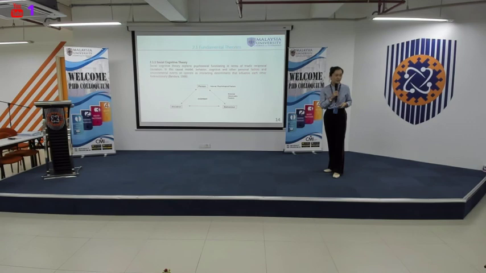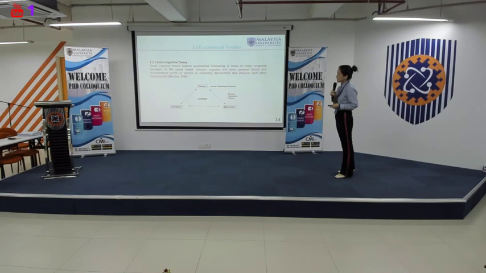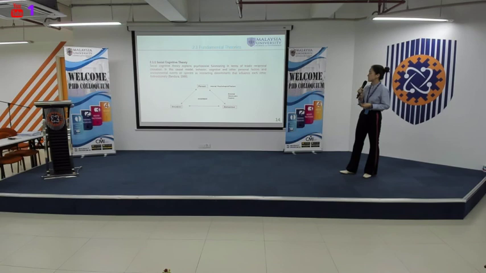The first one is about the social cognitive theory. Social cognitive theory explains psychosocial functioning in terms of reciprocal causation. In this causal model, behavior, cognitive and other personal factors, and environmental events all operate as interacting determinants that influence each other bidirectionally.